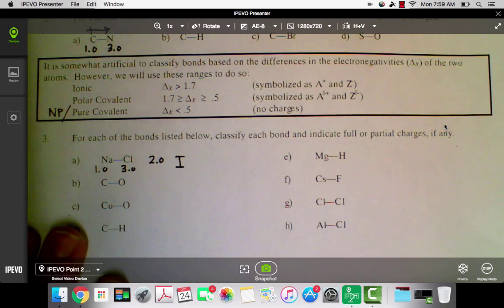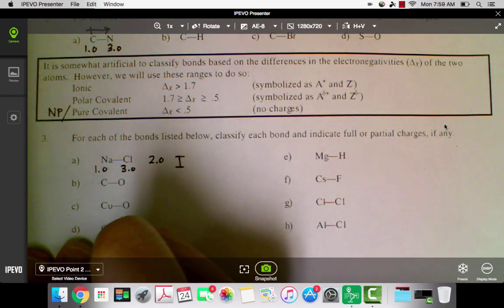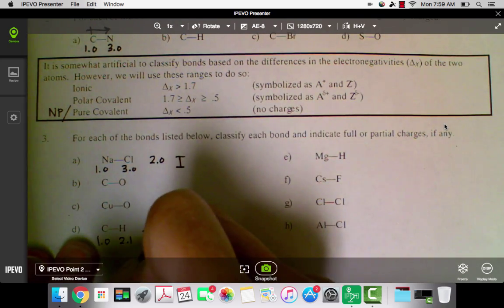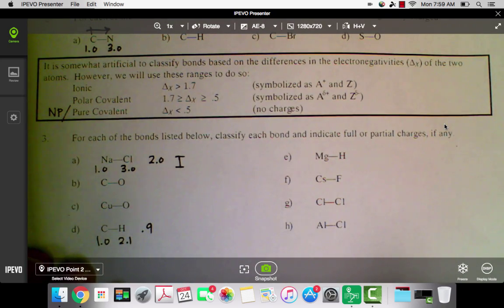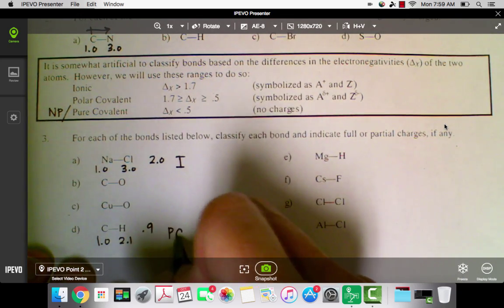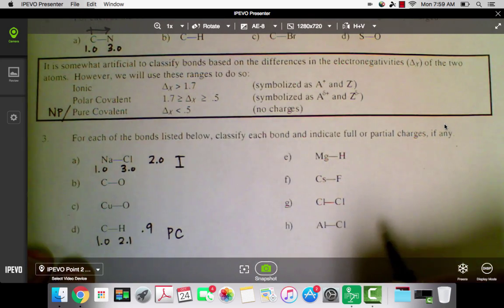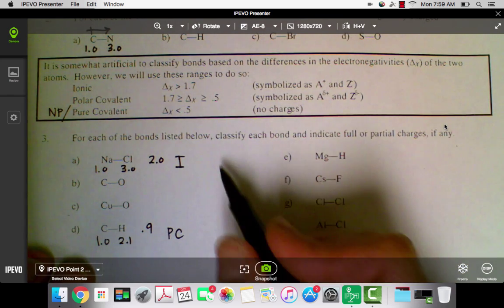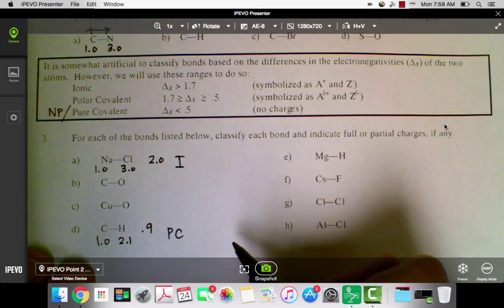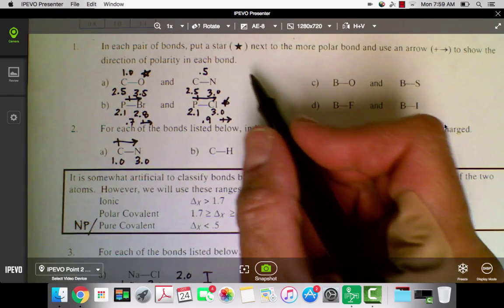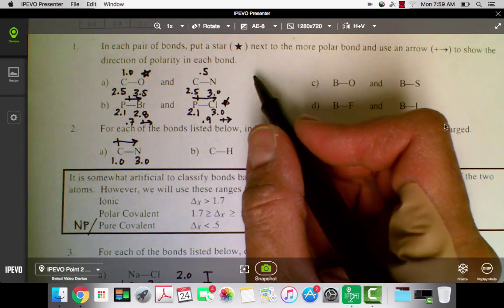Okay, let's look at C and H. C is 1.0 and H is 2.1. The difference is 0.9. If I look and see where that is in relationship to the chart here, this is going to be polar covalent. And that's all you do with that section. Hopefully that helps you figure out how to determine the type of bond depending on electronegativity differences, and how to figure out which bond is more polar based on the electronegativity from the chart.